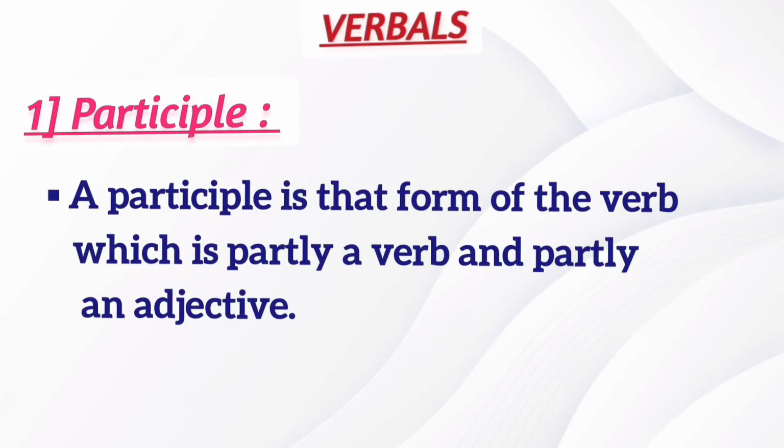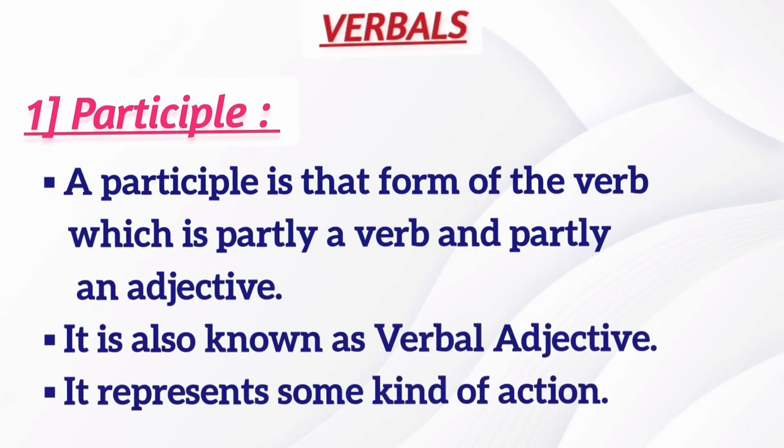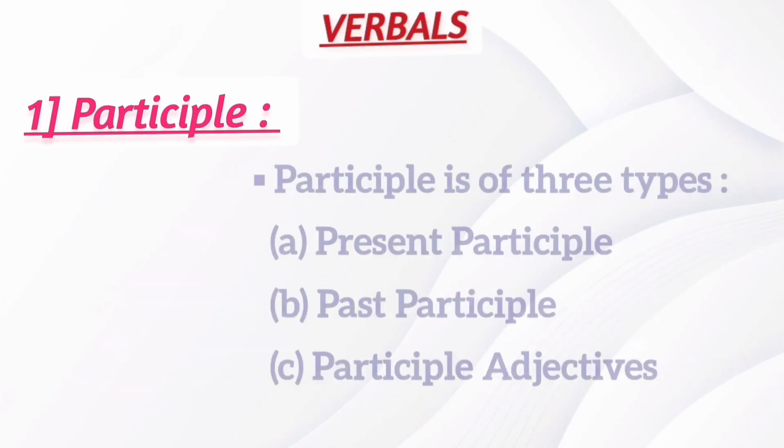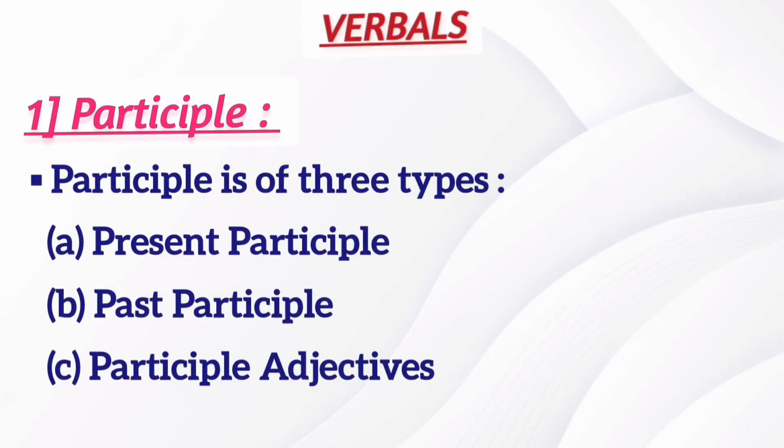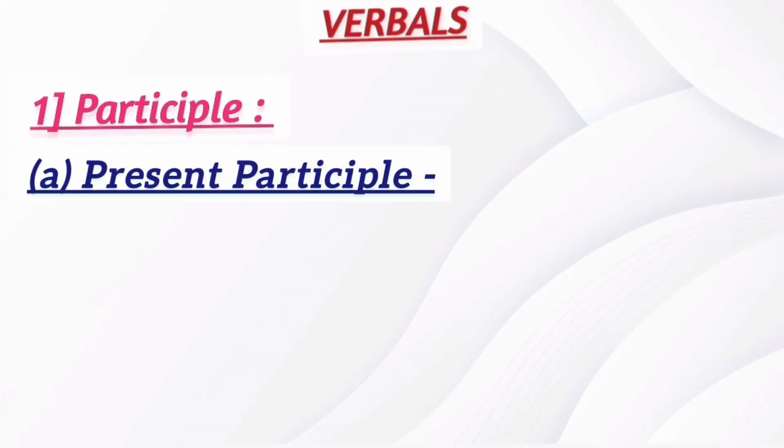A participle is that form of the verb which is partly a verb and partly an adjective. That's why a participle is also known as a verbal adjective. Participles represent some kind of action. Participles can be of three types. They are present participle, past participle and participle adjectives. So let's see what a present participle is.